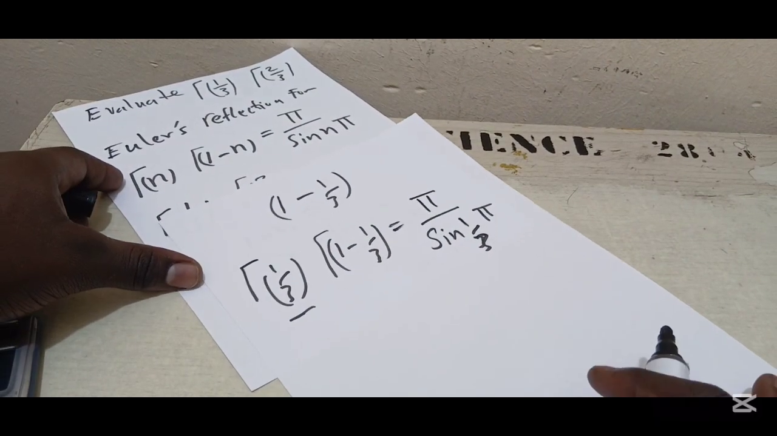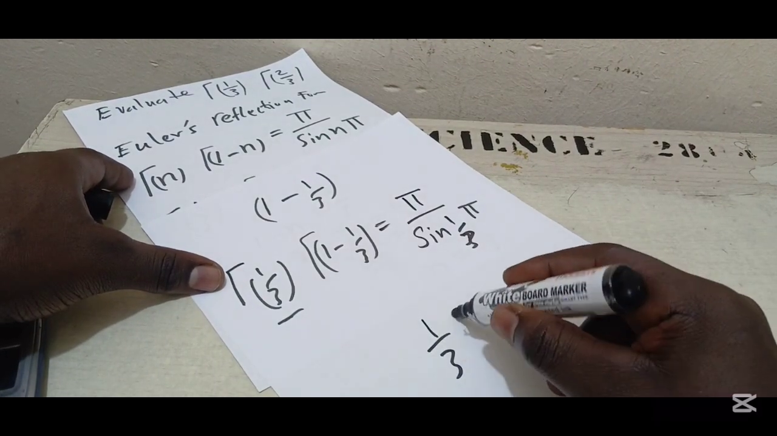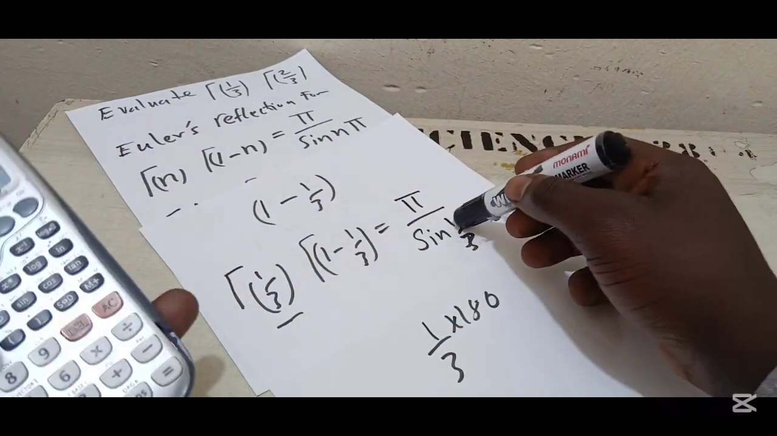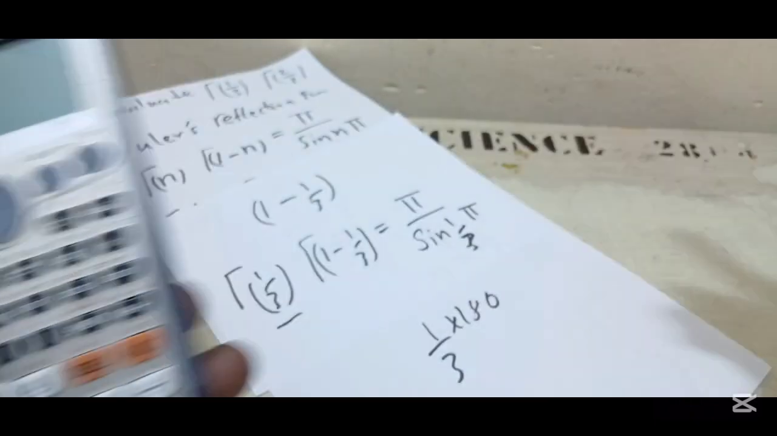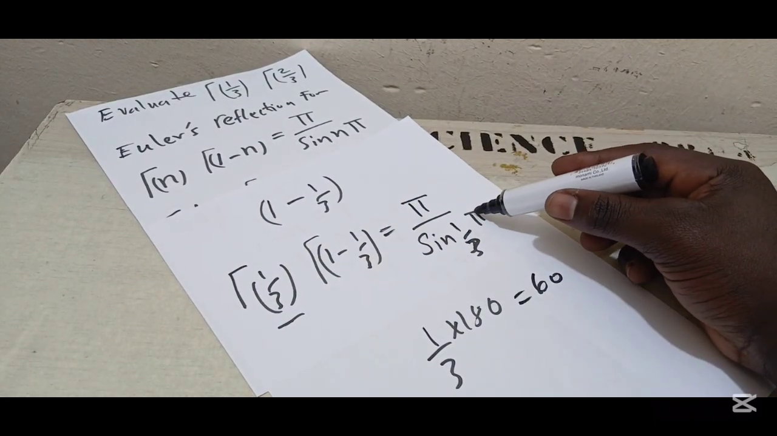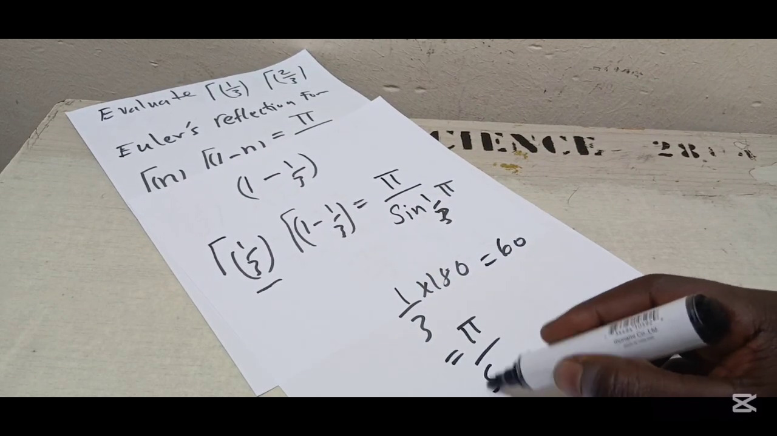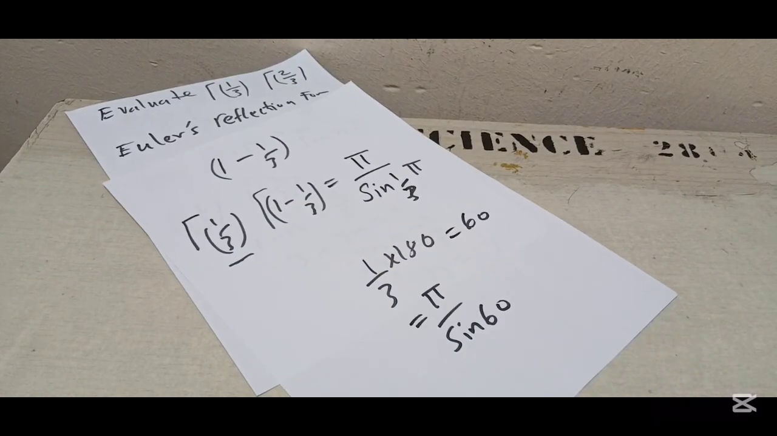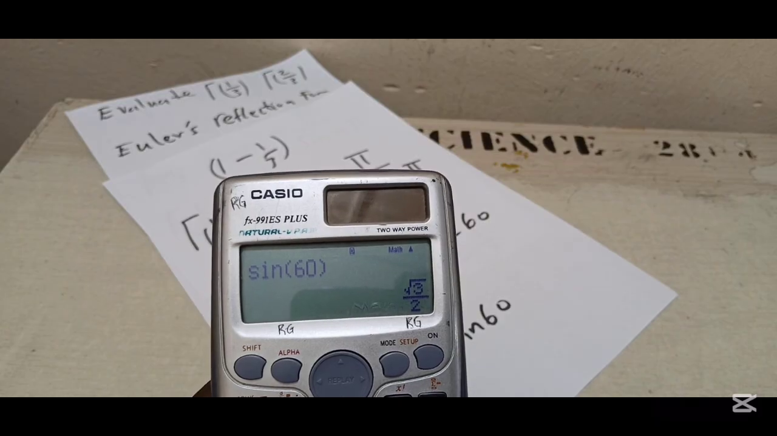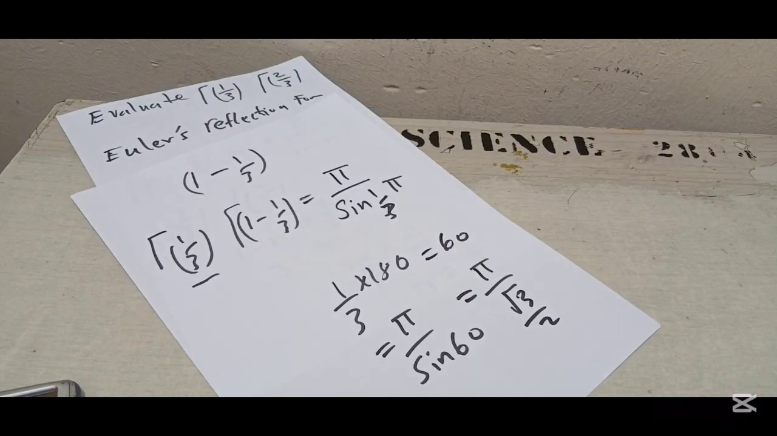And you know that pi is the same as 180. So you can just bring 1 on 3 multiplied by 180. Punching this on your calculator, whatever you get, then you take sine of that. So 1 on 3 of 180, you are going to get 60. So this one right here is equal to pi over sine 60. And what is sine 60? Sine 60 gives you root 3 on 2, right? Can you see on the calculator? Should be pi on root 3 on 2, right?